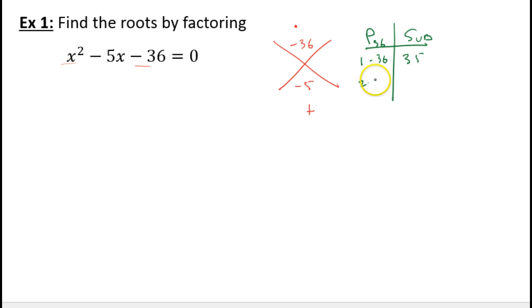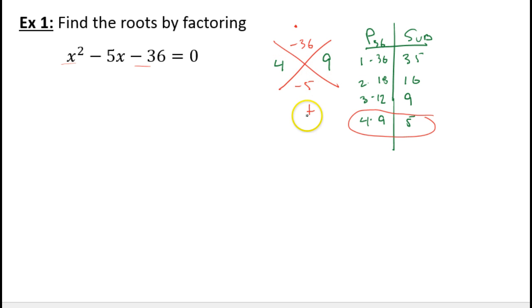2 times, what is that, 18. When I subtract, I get 16, so that's not what I want. 3 times 12. When I subtract, I get 9. That is not what I want. 4 times 9. When I subtract, I get 5, and I find my variables. So these are the factors that I want. Let me just kind of fix that 4. It looks like a 9. 4 times 9. So I'm going to write those factors in, 4 and 9.